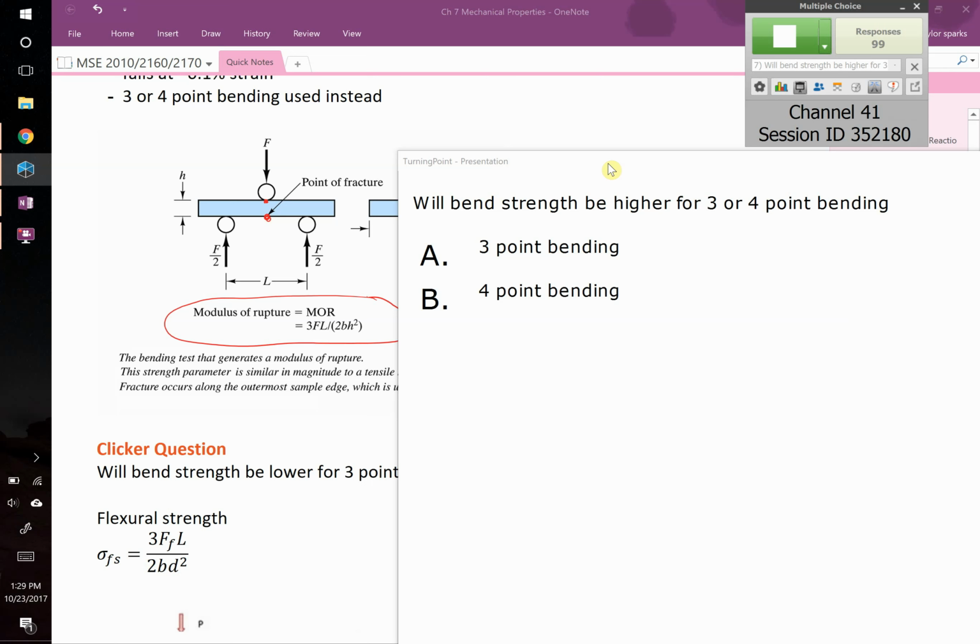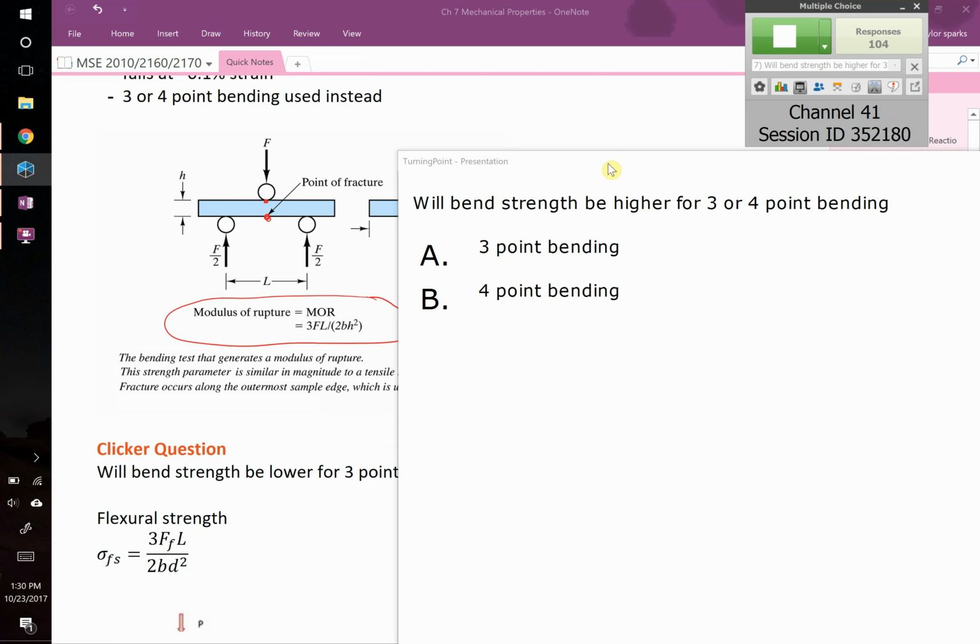Let's say this is the thing I'm wanting to break, and in both cases, my outer span is at the very edges, and in one case, in 4-point, my thumbs are sort of, they cut it into thirds, right? And the 3-point bending, it's right in the middle. But the outer span is the same in both cases. So is 3-point bending or 4-point higher? Anybody want to give a shot at this? And what's your rationale? Yeah, what do you think, Griffin?